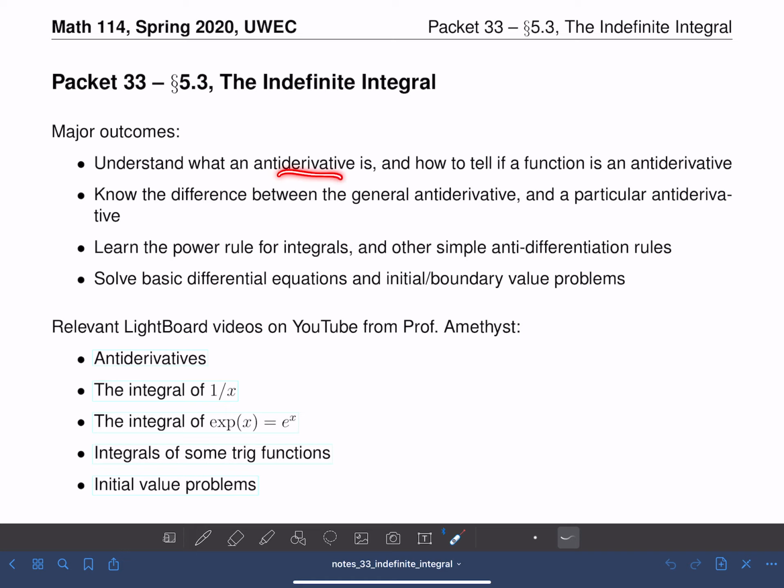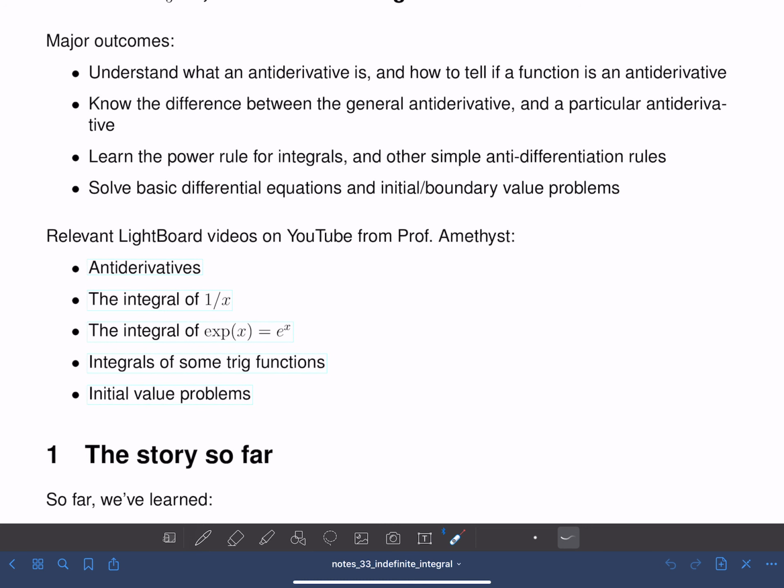I want you to understand what an antiderivative is and how to tell if a function is an antiderivative. I want you to know the difference between the general antiderivative and what a particular antiderivative is. I want you to learn the power rule for integrals and some other simple antidifferentiation rules, all of which are the complements for the respective differentiation rules. And we are going to work on some basic differential equations with initial and boundary value problems.